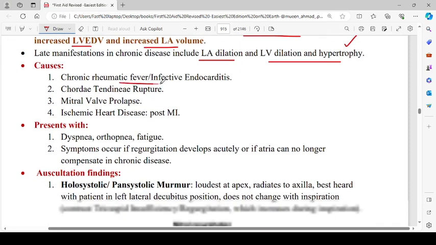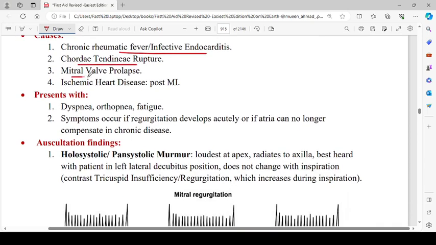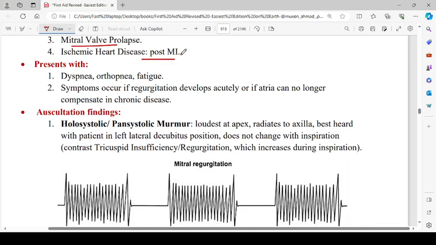Causes: chronic rheumatic fever and infective endocarditis, chordae tendineae rupture, mitral valve prolapse, and ischemic heart disease post myocardial infarction. It presents with dyspnea, orthopnea, and fatigue. Symptoms occur if regurgitation develops acutely or if the atria can no longer compensate in the chronic disease.